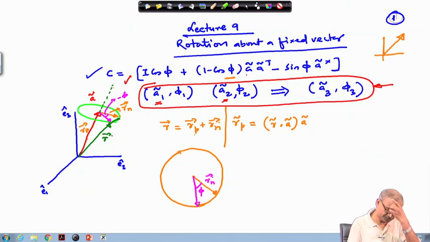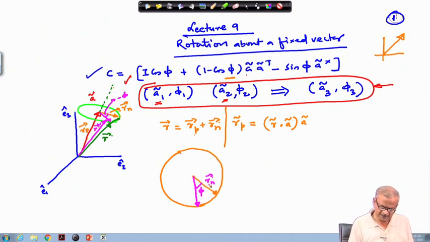This is equivalent to saying that this r vector is there, and you rotate this vector r from this place to this place. So it comes from here to here. Now, this is the vector r, and this is your r prime. So r prime is here. It has rotated from this place to this place by angle minus phi, that is in the clockwise direction, about the a tilde vector.